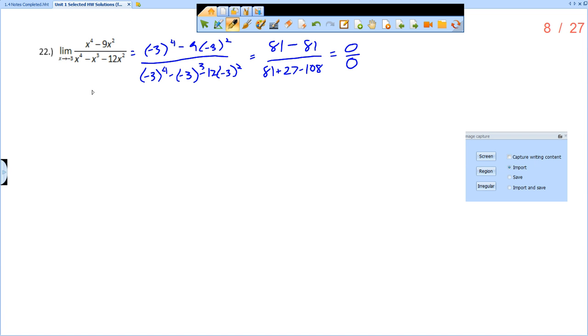So 0 over 0. So of course, that's annoying, right? Do yourself a favor, if you need to use your calculator or whatever to do that. Not a big deal, but you should check.